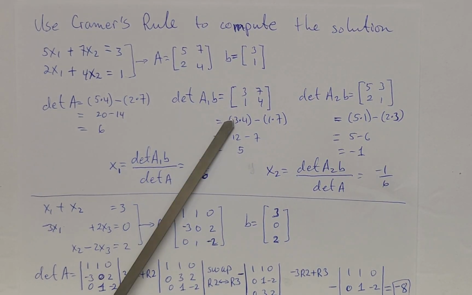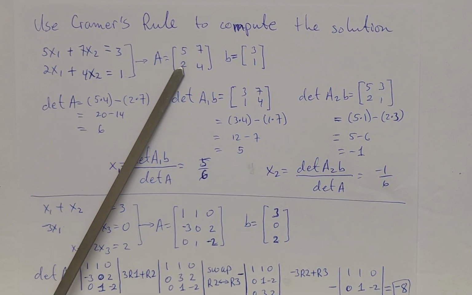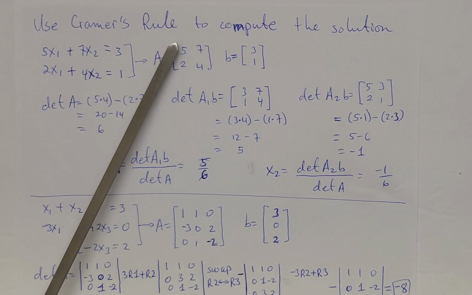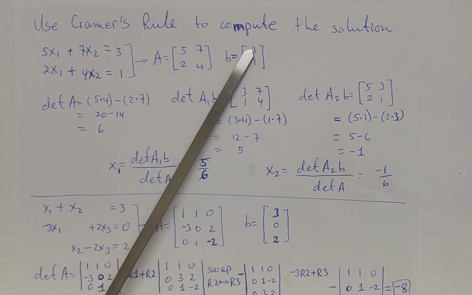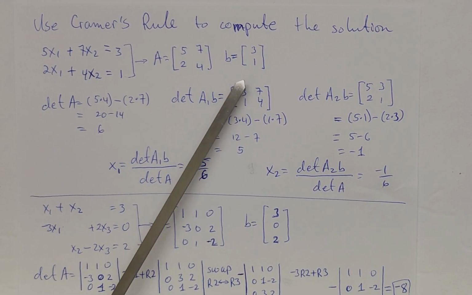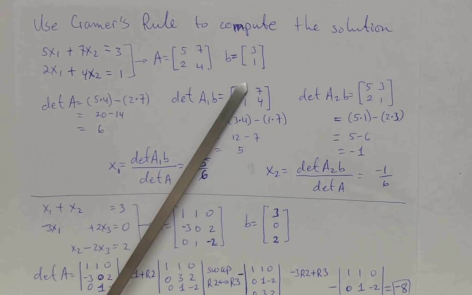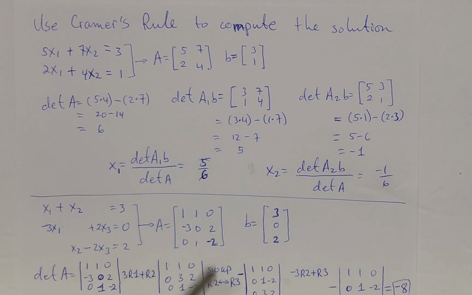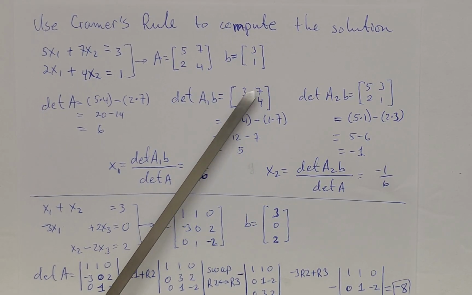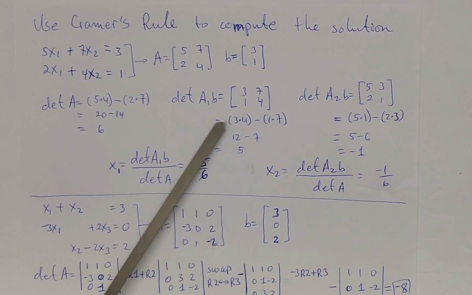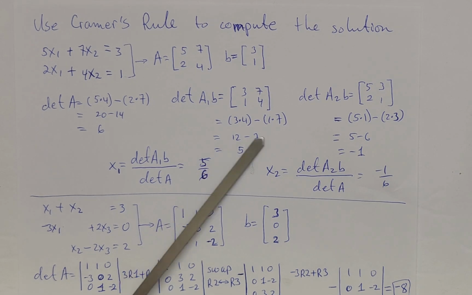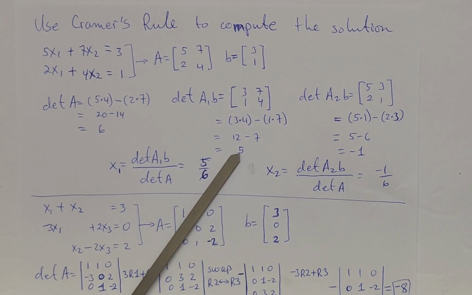The next determinant is changing the first column. So instead of writing 5, 2 again, we will put 3, 1 in. So we're just changing the first column only. After that, A times D, which is here, minus B times C, which is here. Simplify gives me 12 minus 7, which equals 5.